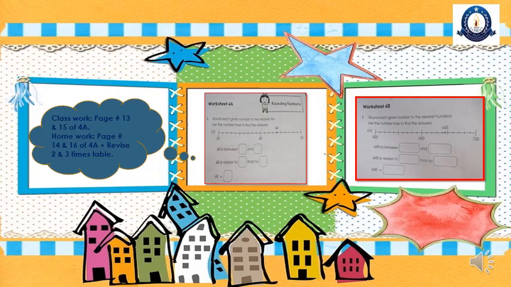Look at page number 15. Round each given number to the nearest 100. In the same way you will do it, but now you will check the hundreds place. 645 you have to round off to the nearest 100. So 645 is between 600 and 700. Now it is close to which number? 600 or 700? It is close to 600. So 645 is nearer to 600 than to 700.